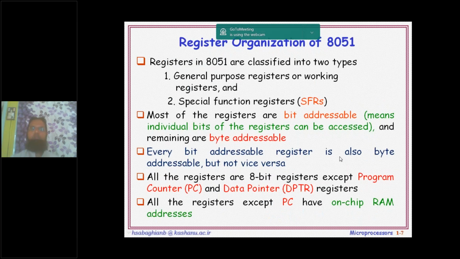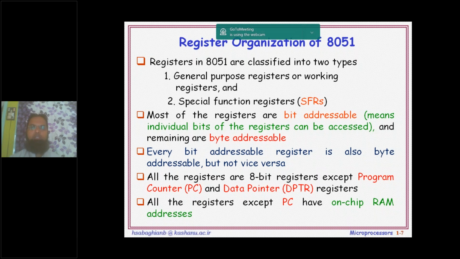Now let us come to the register organization of 8051. Same as that of the other microprocessors or microcontrollers, this 8051 also consists of 2 types of registers. One is called general purpose registers, which is also called working registers. And another set of registers is called special function registers.